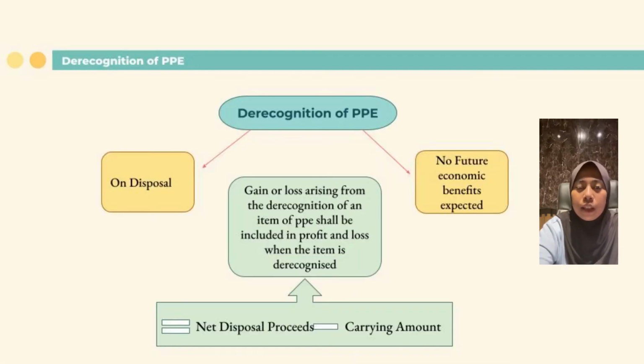De-recognition of PPE. The carrying amount of property, plant and equipment shall be de-recognized on disposal, that is when we sell the asset, transfer it to a finance lessee as a lessor, or donate the asset. The asset can also be de-recognized when no future economic benefit is expected from its use. Because of this, a gain or loss may arise, which is calculated as net disposal proceeds minus the carrying amount of property, plant and equipment. Gain or loss from disposal of PPE is included in net profit or loss, but not as revenue.